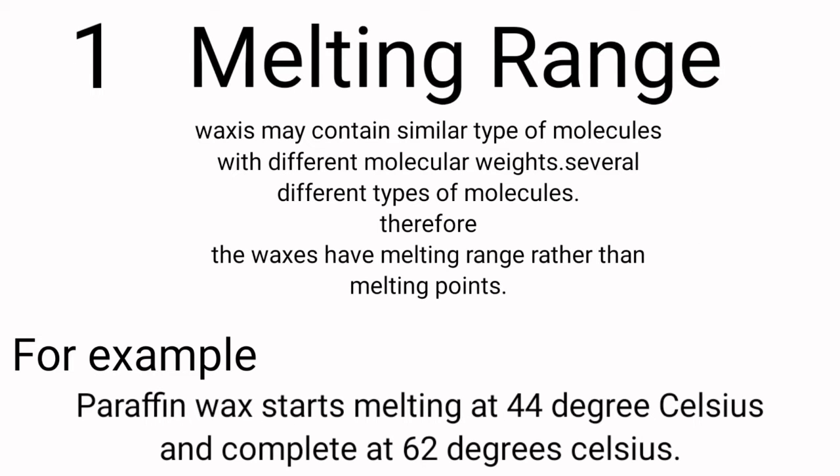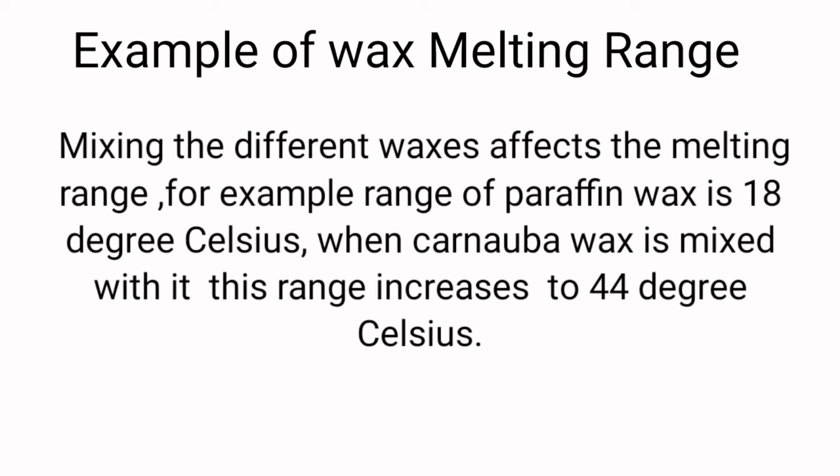Waxes may contain similar type of molecules with different molecular weight. Several different types of molecules, therefore the waxes have melting range rather than melting point. For example, paraffin wax starts melting at 44 degrees Celsius and complete at 62 degrees Celsius. Example of wax melting range.